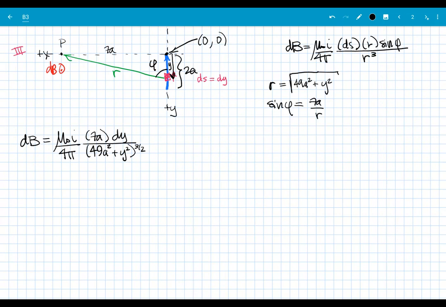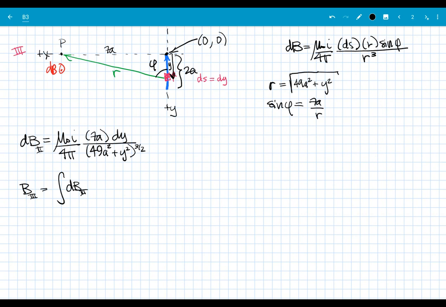Now I know that my B, this is B for segment 3, is going to be adding up all of my dBs for segment 3. And I don't have any cancellation here. Each one of these segments, each little differential element as I move through the segment, they're all going to be contributing in the same way. They're all contributing out of the page field, so I don't have to worry about any kind of cancellation going on here. I'm integrating because each segment is a different distance away from point P. So they're each going to contribute a little bit differently, and thus the need for integration.